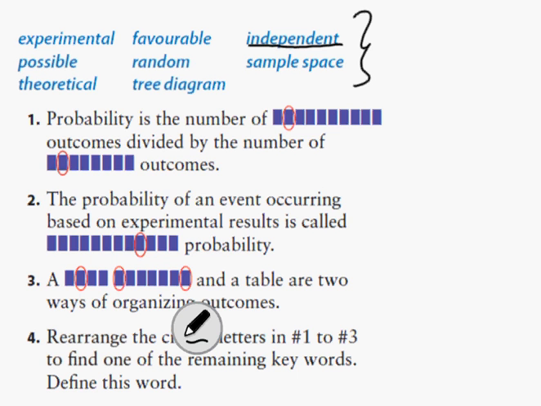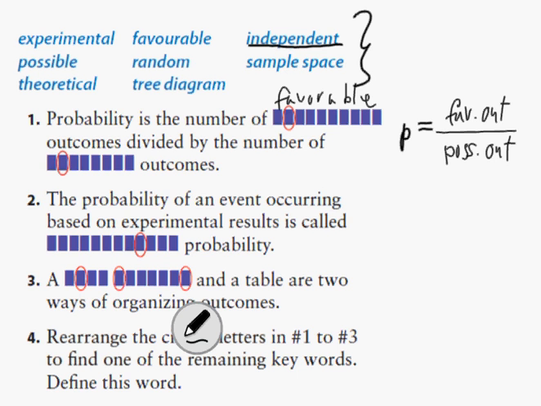Okay, so our first question says probability is the number of blank outcomes divided by the number of blank outcomes. Remember, probability equals favorable outcomes divided by all the possible outcomes. That's our formula for probability. So up here we're going to have favorable. Did I spell it wrong? Oh yeah, there's a U in it. F-A-V-O-U-R. I think it's a Canadian thing. F-A-V-O-U-R-A-B-L-E. Favorable outcomes divided by all of the possible outcomes.